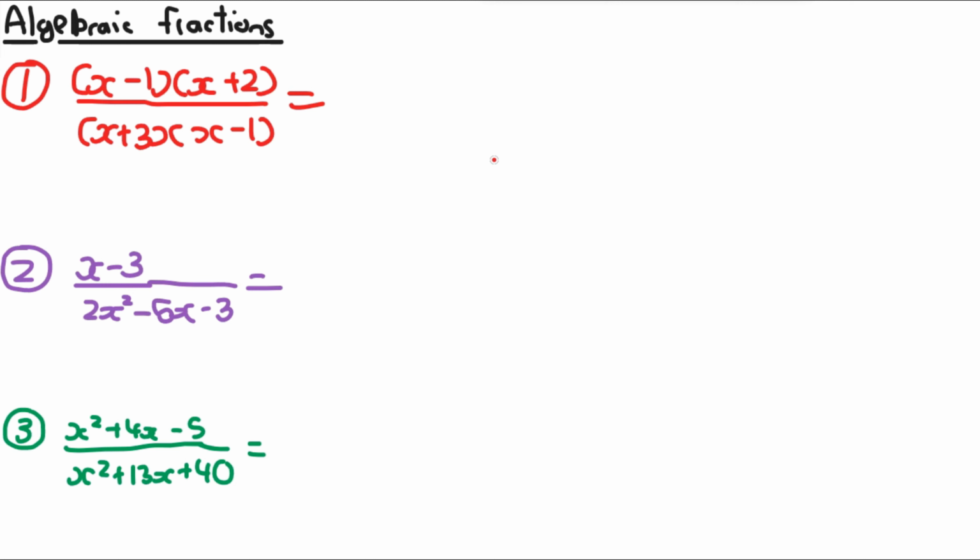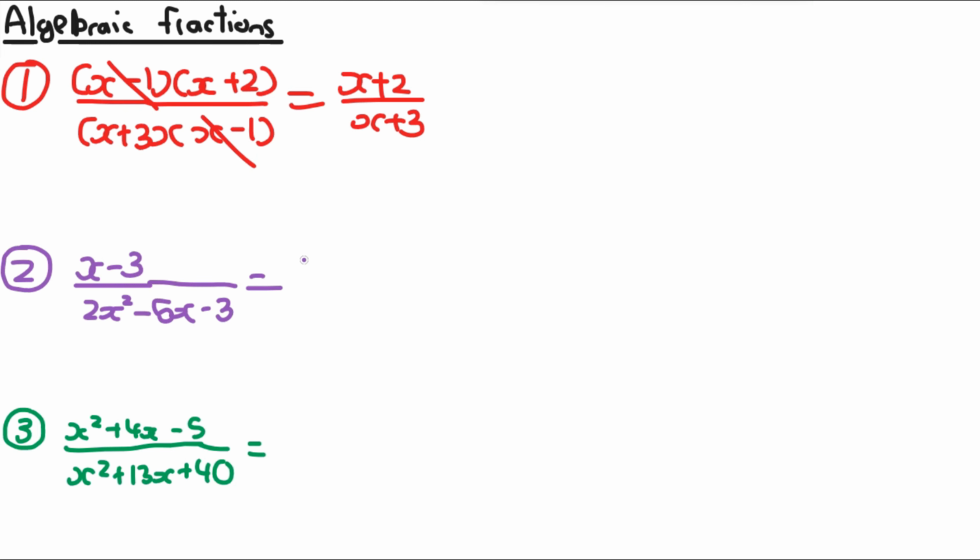Now, the most common thing they'll ask you, and this is what we covered in the Chapter 7 video, was to cancel down algebraic fractions. Here's a couple of examples. So we have this fraction here, and there's common factors in the numerator and denominator in x minus 1. So this cancels out, and this is going to give x plus 2 over x plus 3.